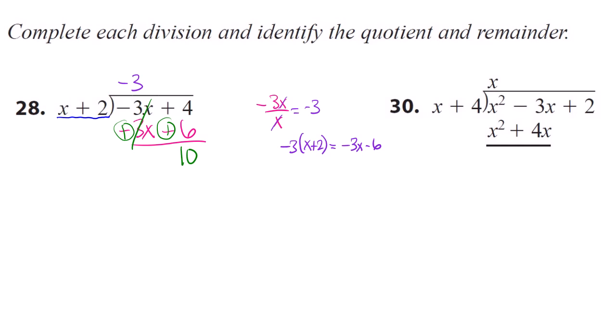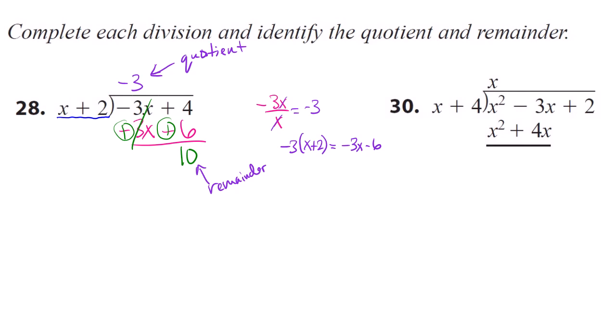Since there aren't any x's here, that means x won't go into it. So we have a plus 0 here, and I'm just going to leave the plus 0 out. But so we have our quotient, which is negative 3. And then we have our remainder here.